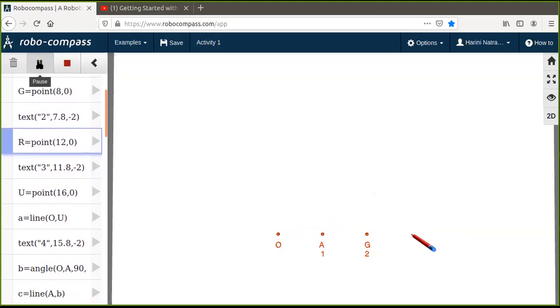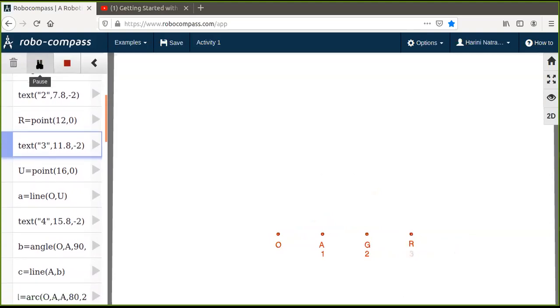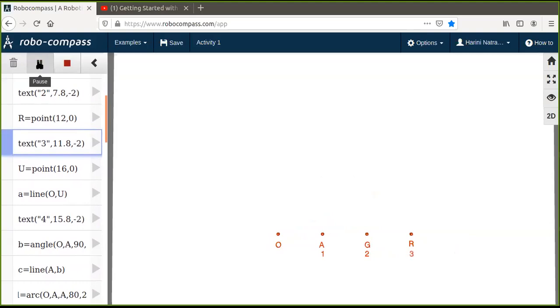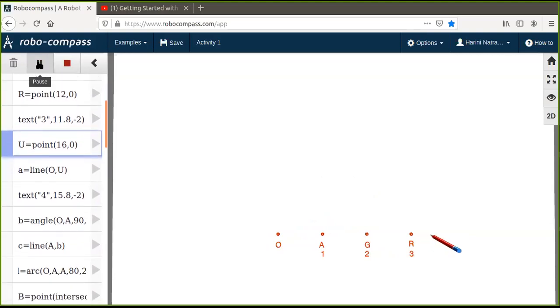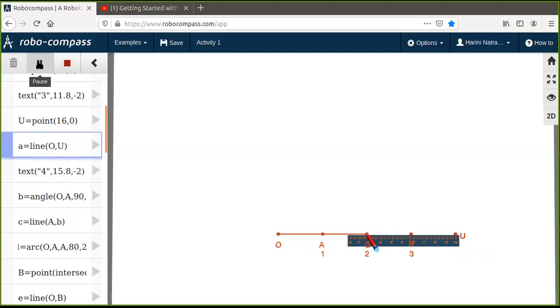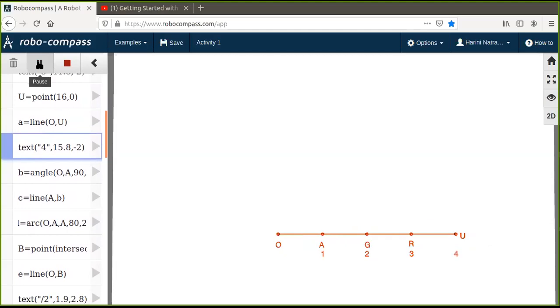Mark the next 2 points. It is enough till 4 if you mark, because my root 10 is going to fall somewhere between 3 and 4 only. So if I have the first 4 numbers marked on the number line, that should be more than enough. That's why I'm giving a gap and taking a scale there. I'm not taking it as 1 centimeter. So this is done.